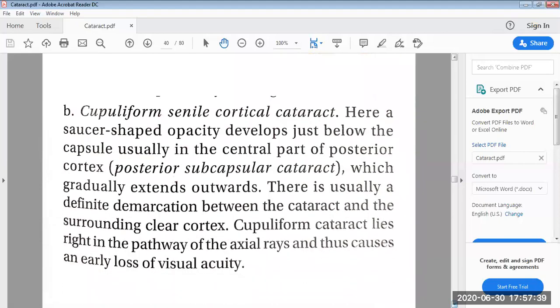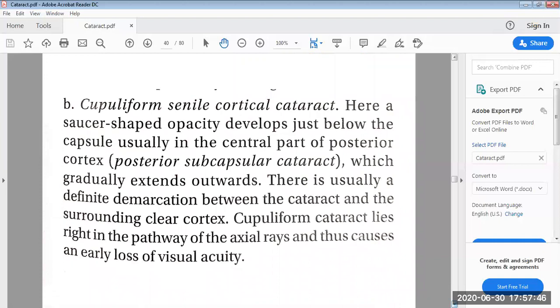The next type of cortical senile cataract is the cupuliform senile cortical cataract. Here, a saucer-shaped opacity develops just below the capsule, usually in the central part of posterior cortex. The posterior subcapsular cataract gradually extends outwards. There is usually a definite demarcation between the cataract and the surrounding clear cortex. The cupuliform cataract lies right in the pathway of the axial rays and thus causes an early loss of visual acuity.